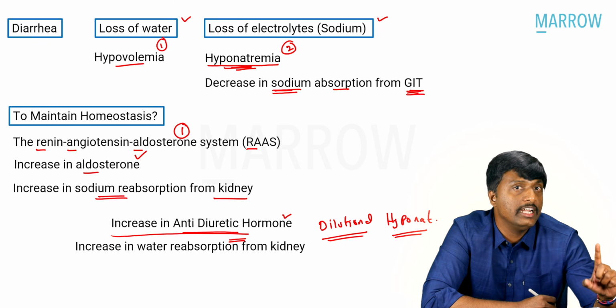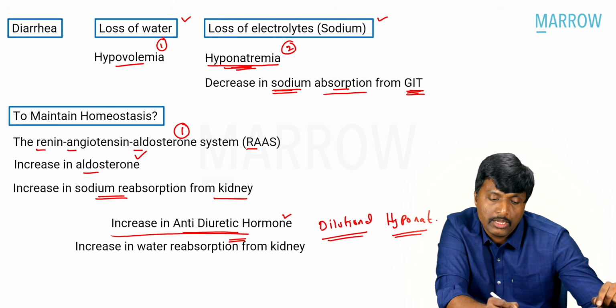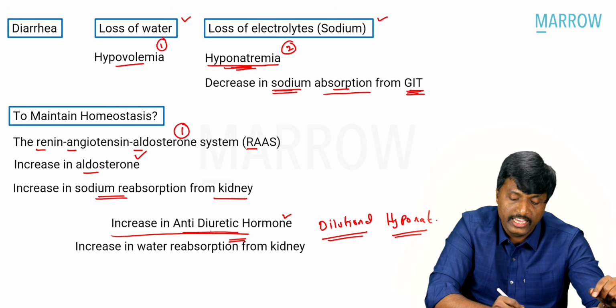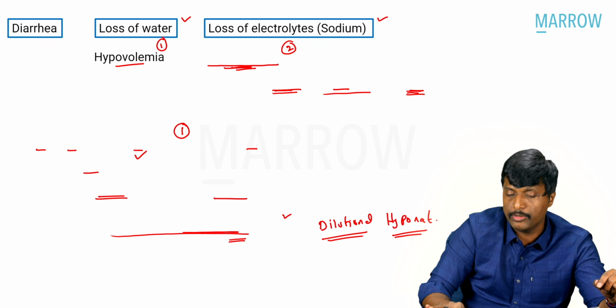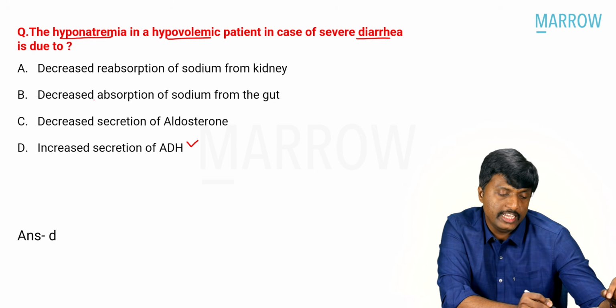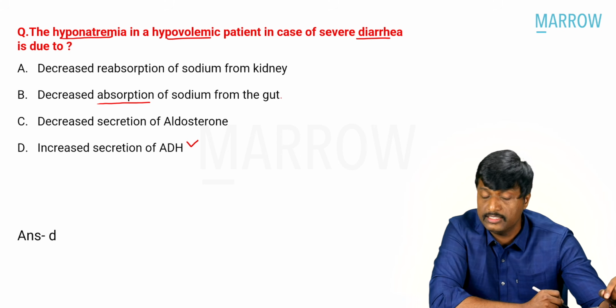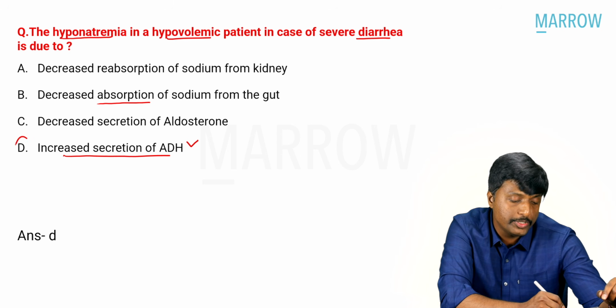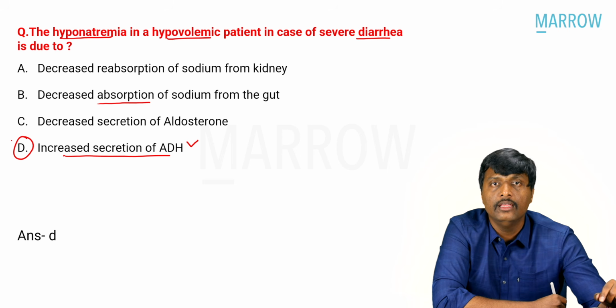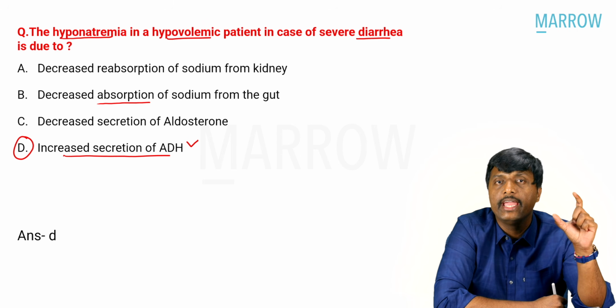So we have 2 correct answers here. Decrease in sodium absorption from GIT, increase in ADH secretion. We'll go to that question. Just 1 minute. Yeah. Decreased absorption of sodium from the gut is there. Increased secretion of ADH is there. We are choosing option D as the answer. Keep this in mind.